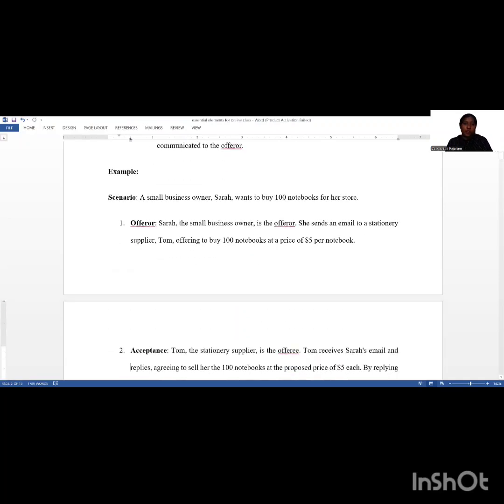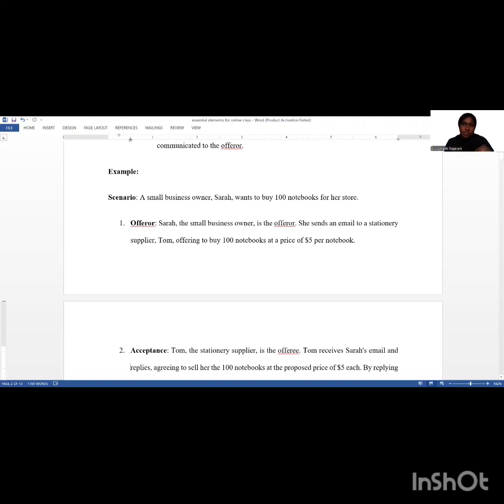Now, who is the offerer? Sarah, the small business owner, is the offerer. She sends an email to the stationery supplier, whose name is Tom, offering to buy 100 notebooks at a price of 5 per notebook. So Sarah is a small business owner and an offerer. She sends a mail to the stationery supplier, Tom, offering to buy 100 notebooks at a price of 5.